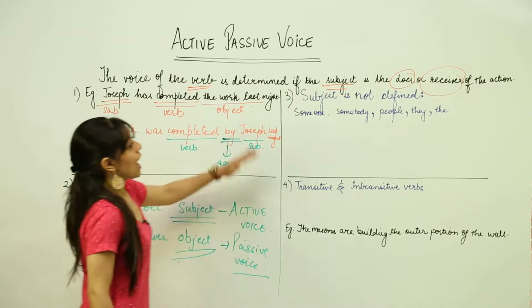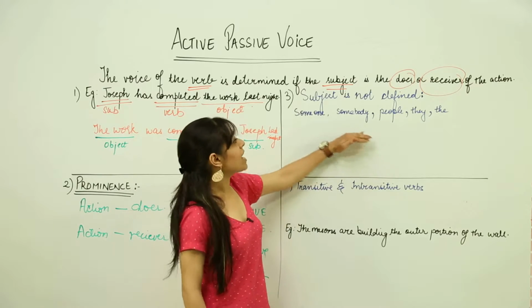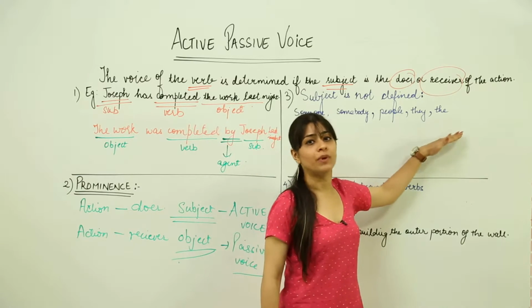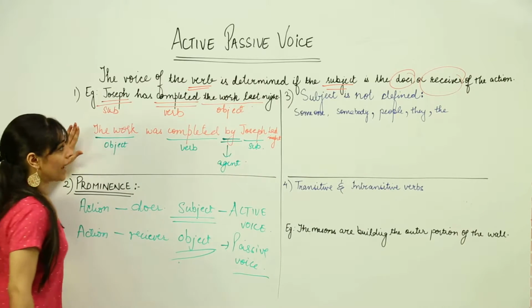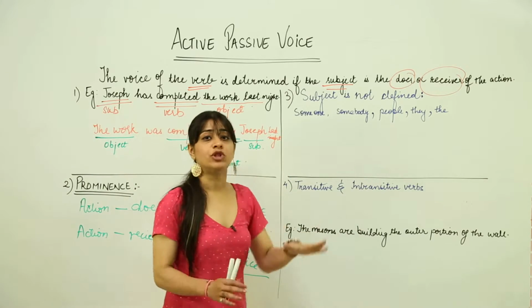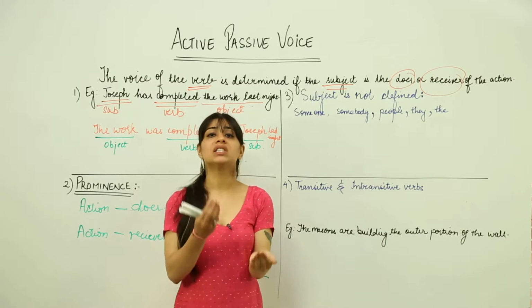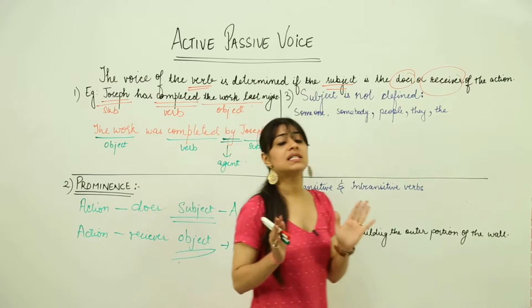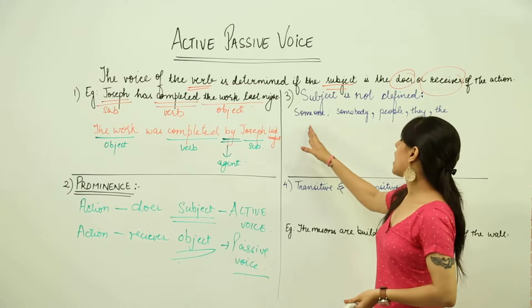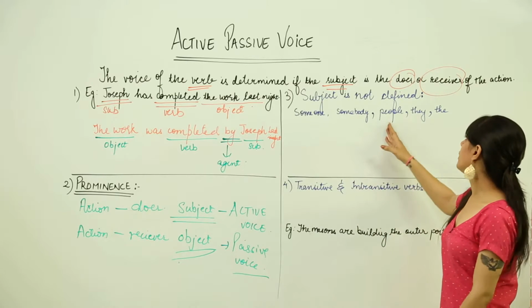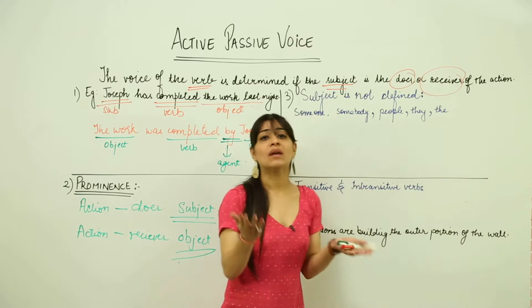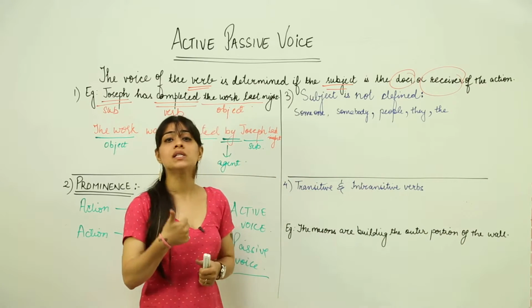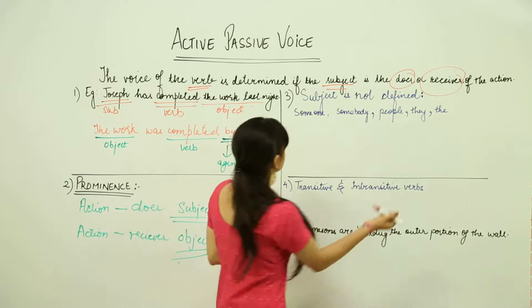Moving on, in sentences where the subject is not defined properly, we generally tend to use the passive voice. Why? Because here the subject is not definite, not defined clearly. When words like someone, somebody, people, they, etc. are used, then we tend to use the passive voice of the sentence.